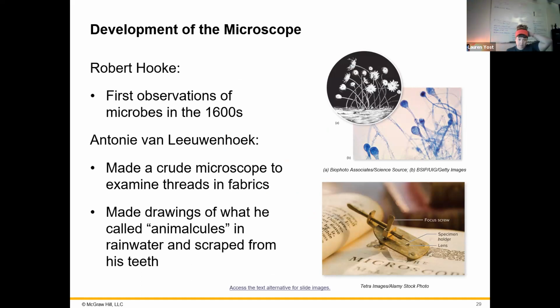So, anyways, microscopes were developed and then we were able to see these microbes. Robert Hooke made the first observations of microbes, and then Anthony van Leeuwenhoek was the one who developed the first crude microscope.